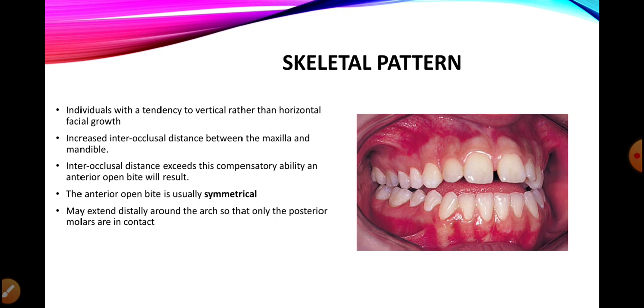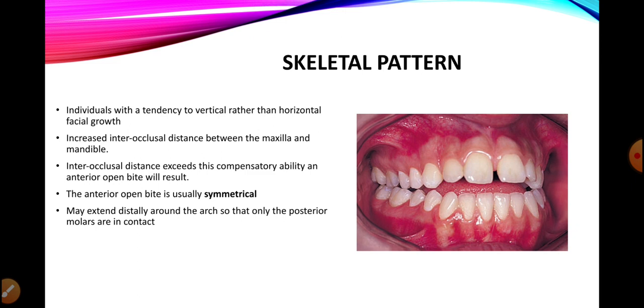So this is what is related to the skeletal pattern of the open bite, in which we said that the patients having a long face tendency show the skeletal pattern, and usually we observe an anterior open bite in those patients because the teeth are trying to compensate. But if it is beyond their ability to compensate, then an anterior open bite may establish.